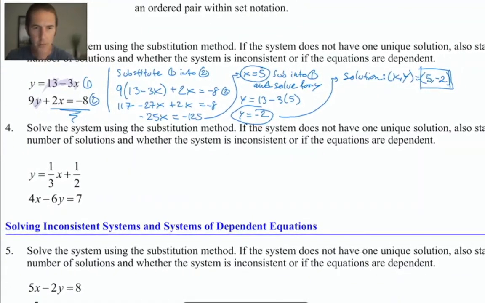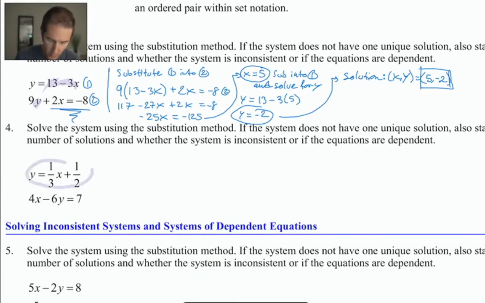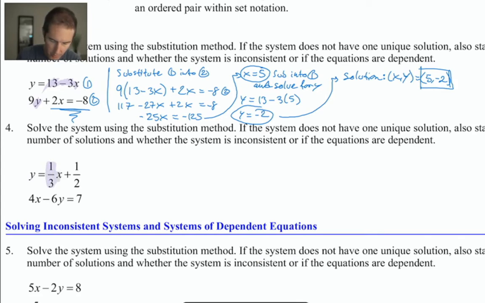In the next problem we're being asked to solve using the substitution method. You're going to go through the exact same process. Since this first equation says y equals, that's very convenient. I'm going to take all of this stuff and plug it in place of this y value. So your new equation will say 4x minus 6 times, and then in parentheses, 1/3 x plus 1/2, close parentheses, equals 7. Be careful, your next step needs to be to distribute multiplication by -6. So the substitution process, pretty straightforward.